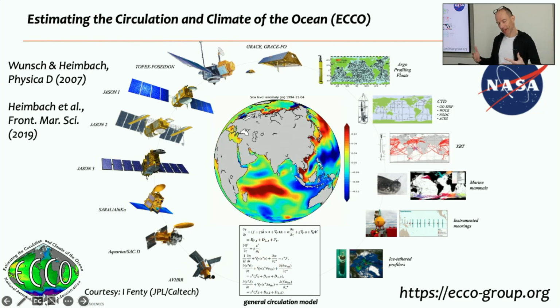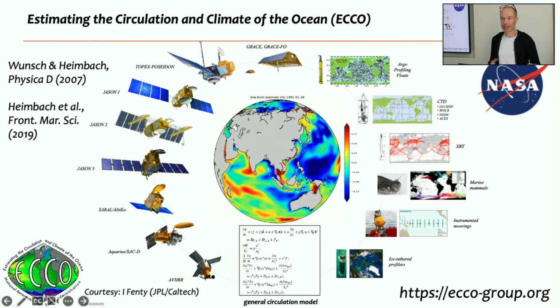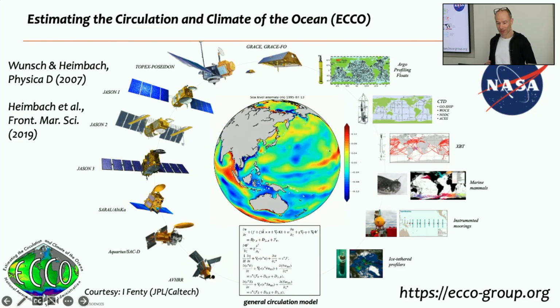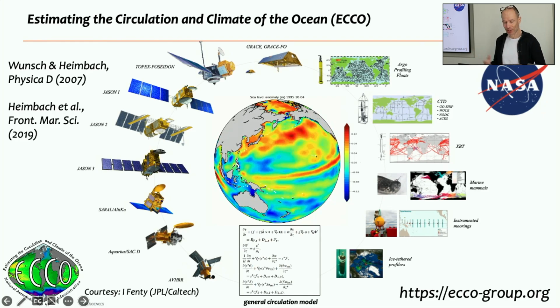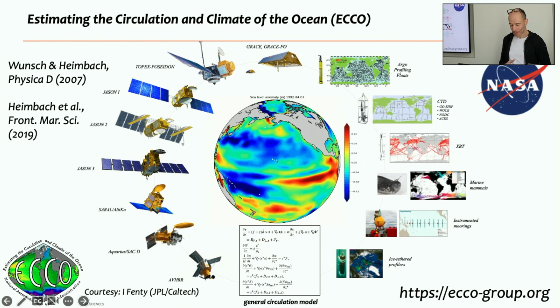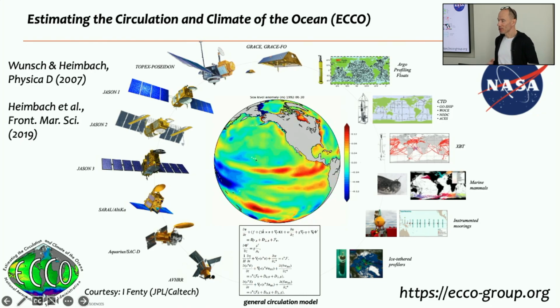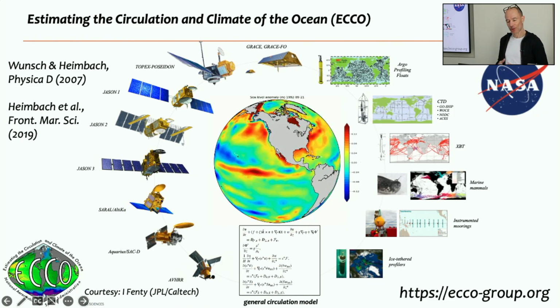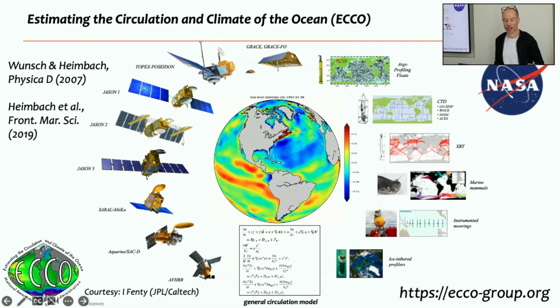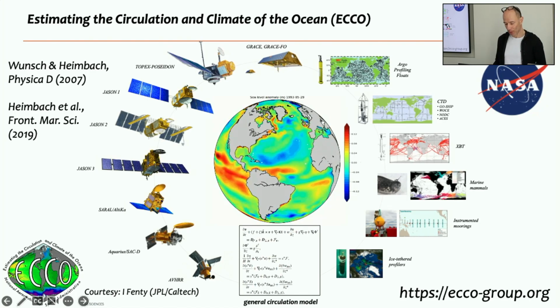We try to integrate all of the available satellite and in situ observations that we have in the ocean. They're actually very sparse. I mean, a lot of observations, but still not enough, into a model to then come up with the best possible estimate of what the ocean has been doing for the last three decades, potentially also as a good initialization of modeling for prediction.